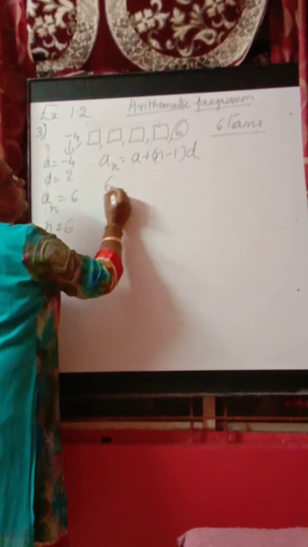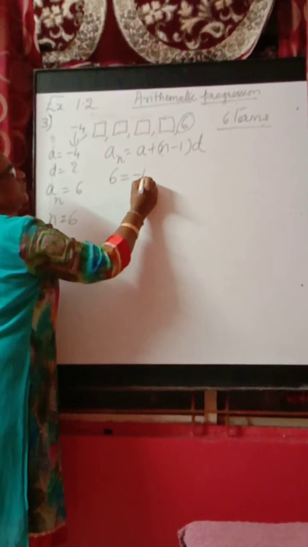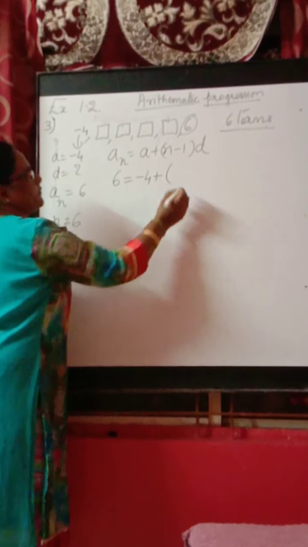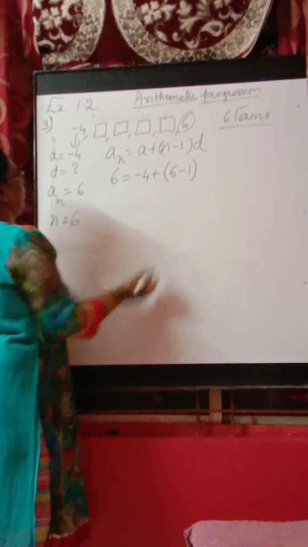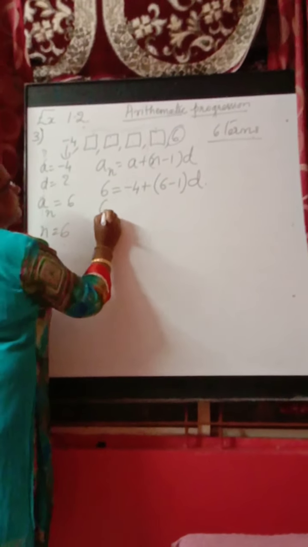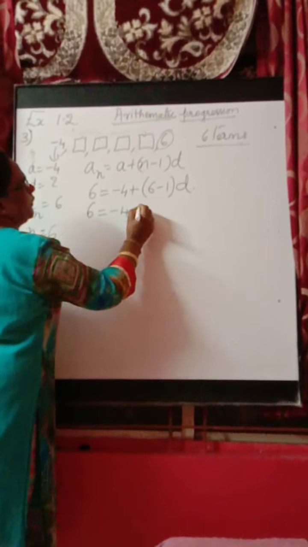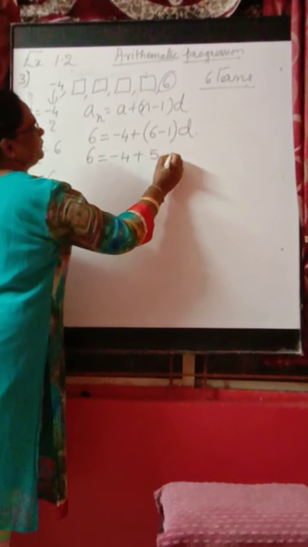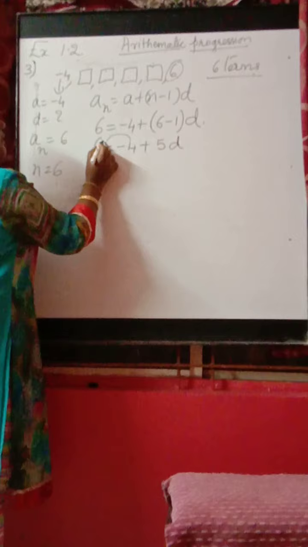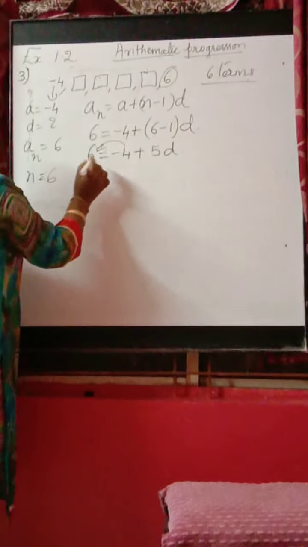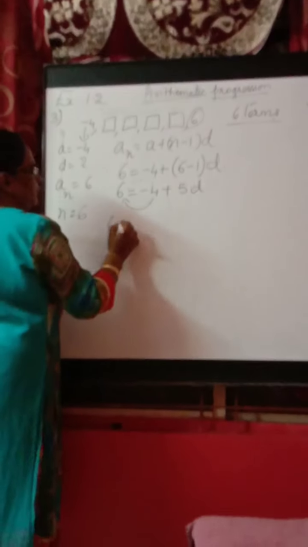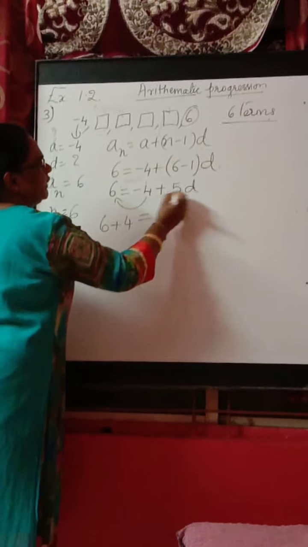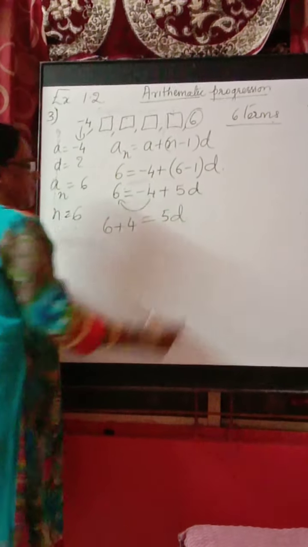The nth term is 6 here. 6 is equal to A means -4, plus n, n means number of terms, 6 minus 1, into D. D we don't know, keep as it is. Okay. 6 is equal to -4 plus 6 minus 1 is 5, D as it is. Now bring this -4 towards the LHS. So here that becomes 6 as it is, -4 becomes +4, is equal to, here you will have only 5D.